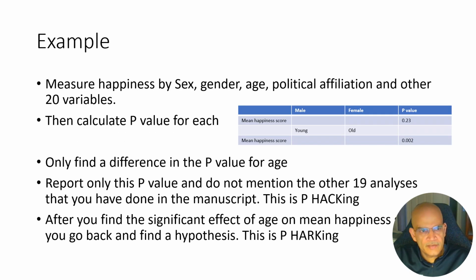So that's called p-harking. For example, we are measuring happiness by sex, gender, age, political affiliation, and another 20 variables. So this is male and female and their p-value, and then young and old and their p-value. The only significant difference in the p-value is for age. Record only this p-value and do not mention the other 19 analyses you have done in the manuscript. This is called p-hacking. And when you find a significant impact of age on happiness, then you go back and make a hypothesis and then write a paper as if that was your original hypothesis. That's called p-harking. So both p-hacking and p-harking are not good science.